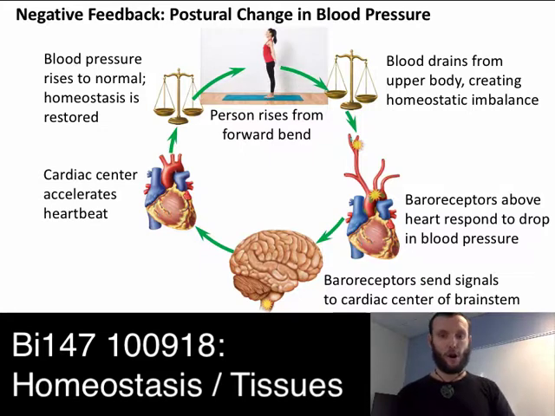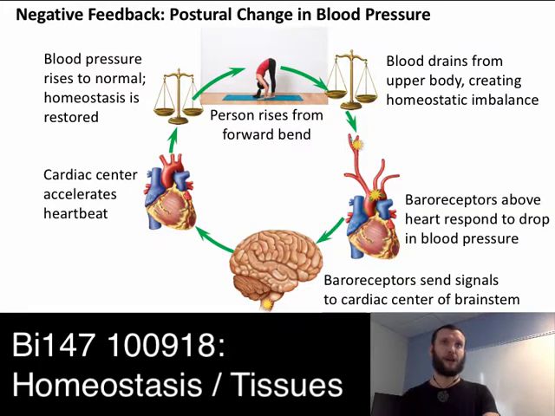So there are what are called baroreceptors. Baro, like the word barometer. What is a barometer? Pressure. Yeah, it tells you atmospheric pressure. So a barometer. A baroreceptor is a pressure receptor.